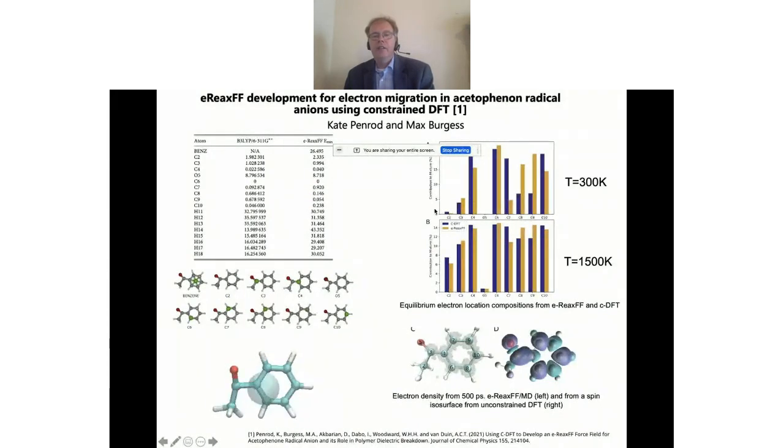And with that, then we can see at 300 Kelvin, so we can compare our equilibrium composition of the electron location. At 300 Kelvin, we don't match that well because Reactive F doesn't sample the kinetics fast enough to really move the electron around. But if we go to 1500 Kelvin, then the barriers for electron transfers are small enough that we can rapidly sample this. We see a very good agreement between the Reactive F composition and CDFT composition.